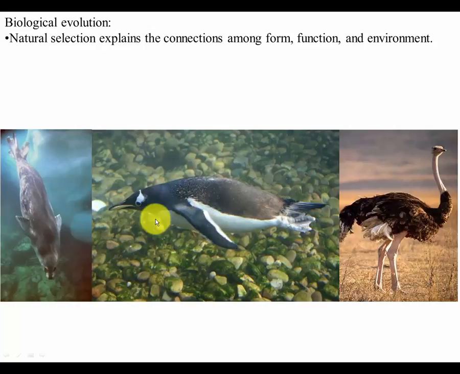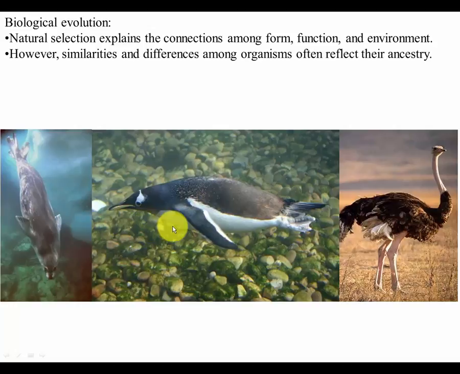So natural selection accounts for these similarities here. But the similarities and differences among organisms can be a result of what they've inherited. So for example, the fact that the penguin has feathers and a beak is explained by its ancestry with birds. Ostriches also have feathers and beaks, even though they live in a very different environment, even though they do very different things with those feathers and that beak than penguins do.